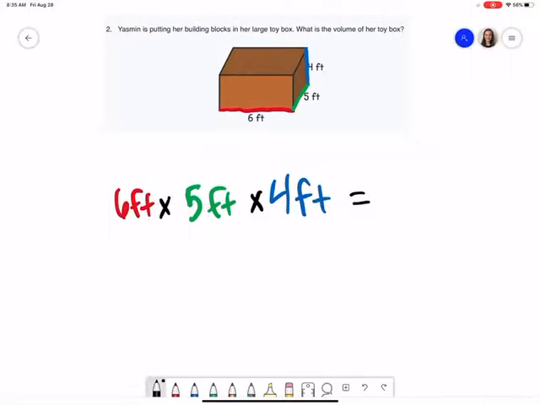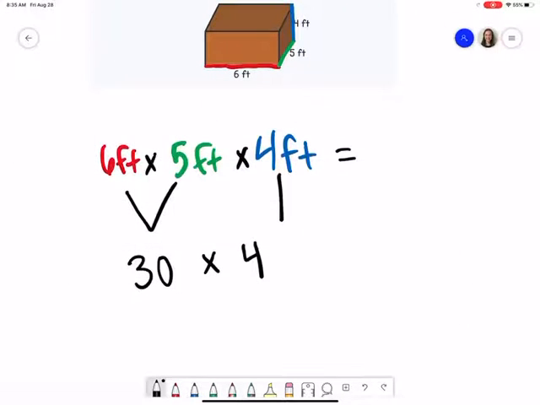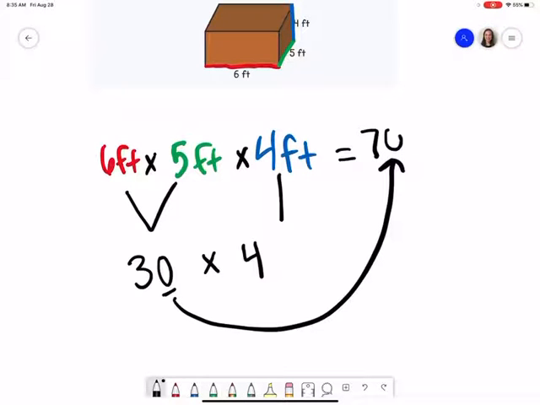So there are many mental math strategies you could use, but I'm going to do this. So 6 times 5, I know that's 30. And then I'm going to multiply that by 4. So since I have a 0 at the end, I can just attach that at the end and just multiply 3 times 4, which is 12. And then add that 0 to the end to get 120.